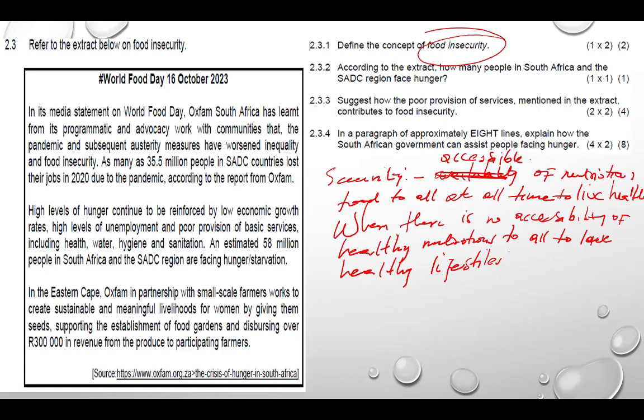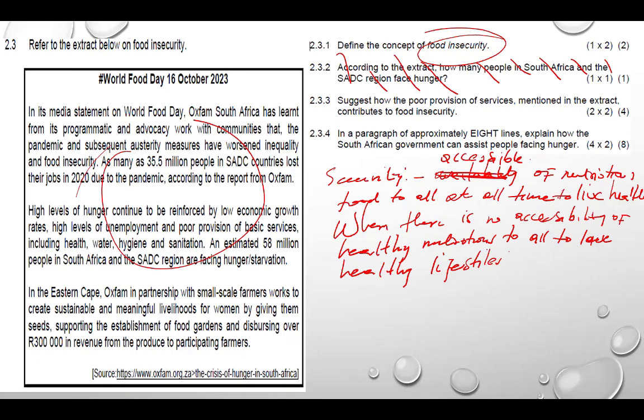Now, you are able to define that. According to the extract, how many people? You said we don't answer those questions of according to the extract because we are looking at the concept. You want to answer the concepts, not the specific questions to a specific extract, because those questions will be different from time to time. So if you want that answer, you come here and you read from the extract.